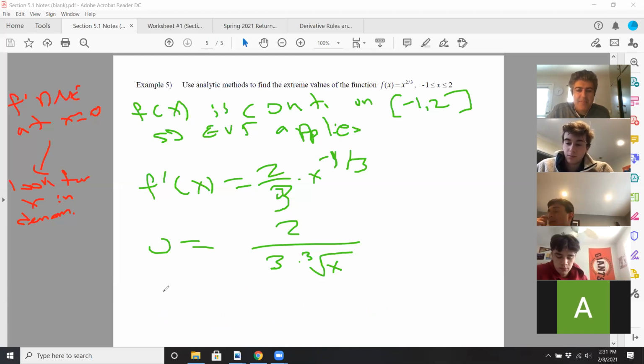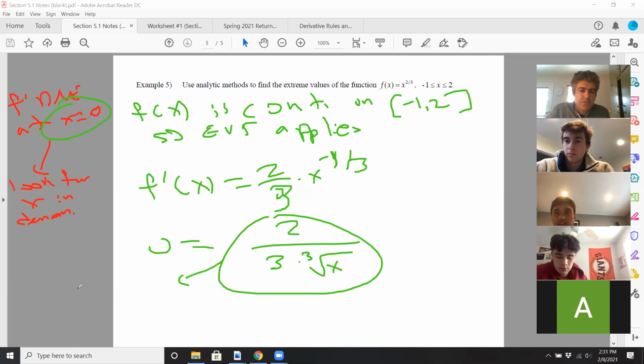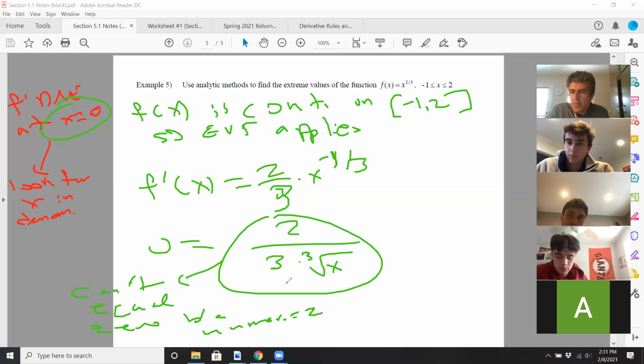So in this case, we definitely have this as a critical point. Definitely have our endpoints. The problem is that this can't equal 0 because your numerator is stuck at 2. In order for a fraction to be 0, the numerator has to be 0. But 0 makes it undefined, so we'll use that as a critical point.